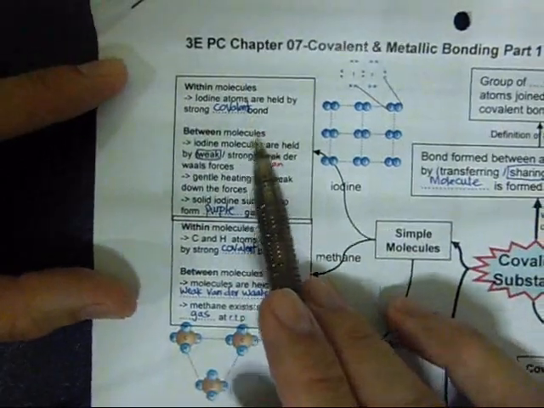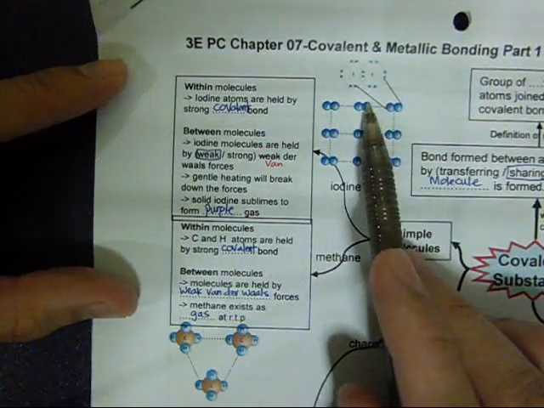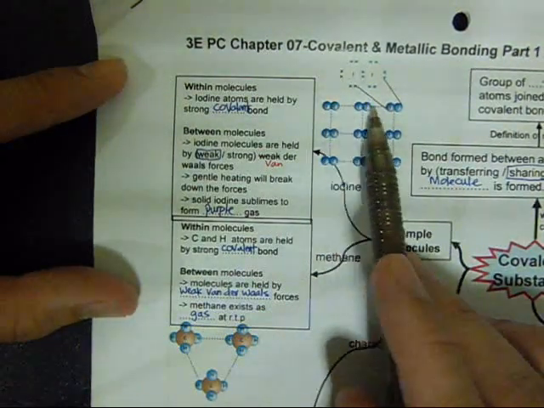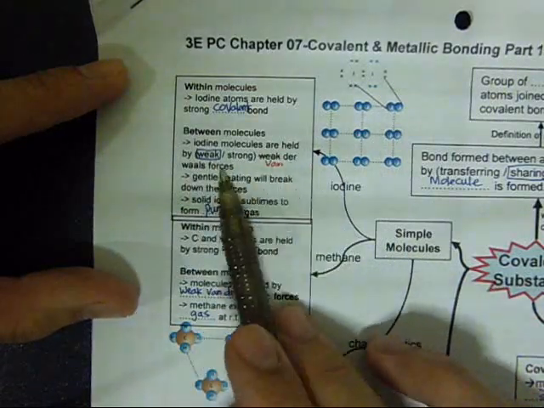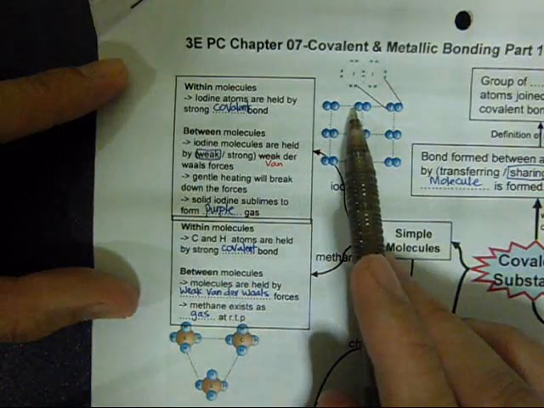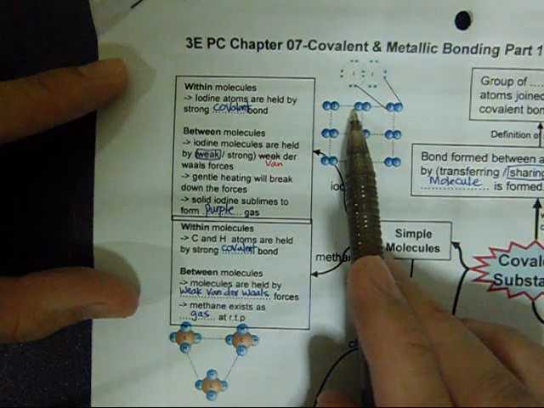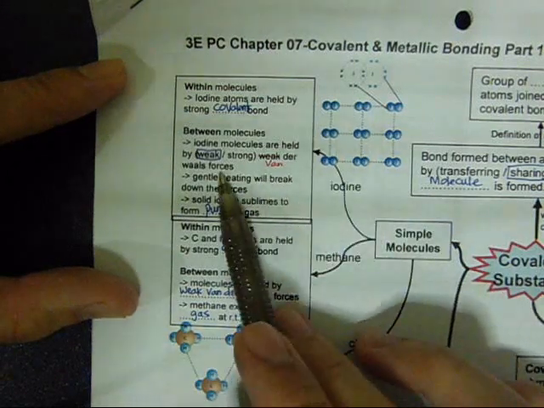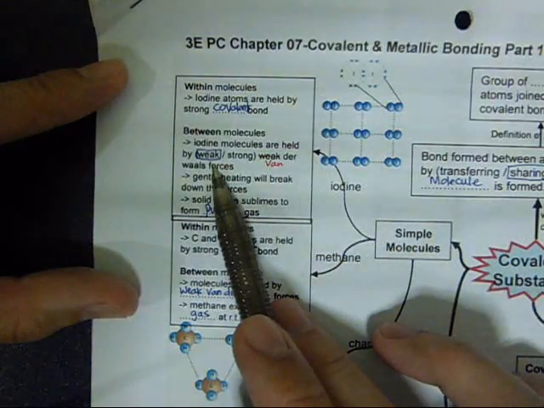Between the molecules, so between the iodine molecules, this is one iodine molecule, this is another iodine molecule. Between these two iodine molecules, the molecules are held by weak van der Waals forces. So the dotted line here is the van der Waals forces, or the intermolecular forces. Another name for van der Waals forces is the intermolecular forces, and this is very weak.